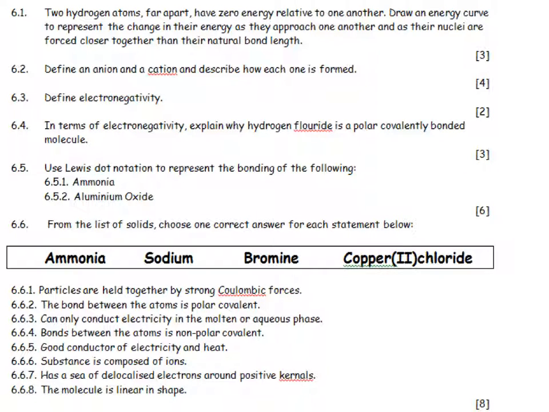Two hydrogen atoms far apart have zero energy relative to one another. Draw an energy curve to represent the change in their energy as they approach one another and as their nuclei are forced closer together than the natural bond length. This is the level 1 question where you simply have to draw a textbook diagram, which is there. Don't forget you have to label your axes, so it's the change in potential energy versus the distance between the nuclei.